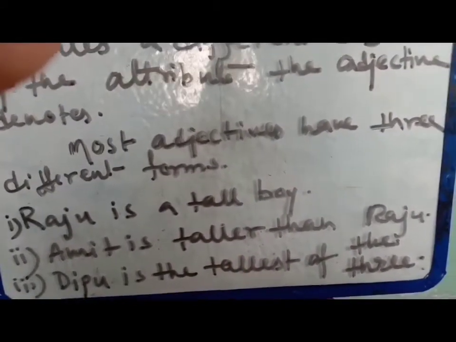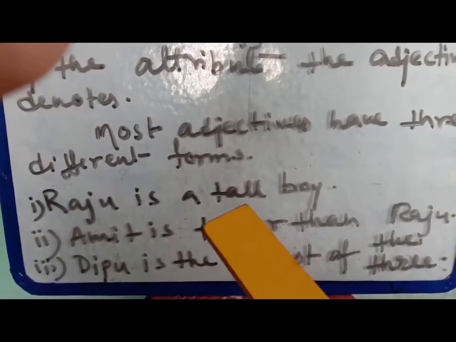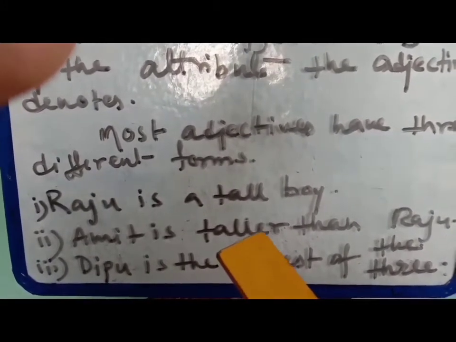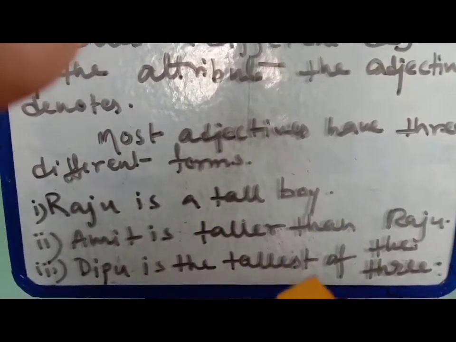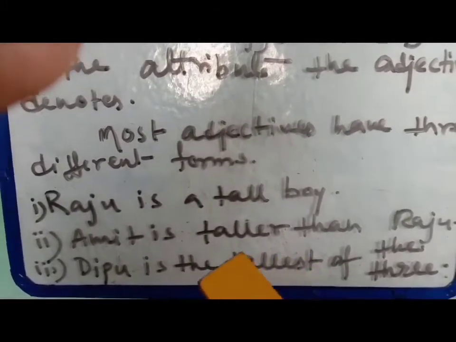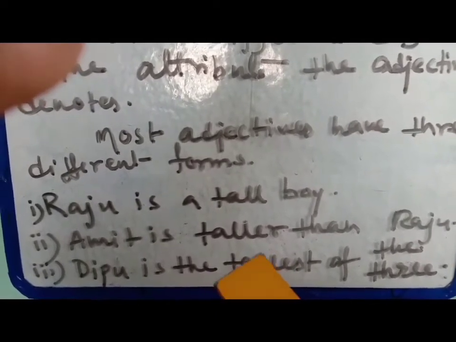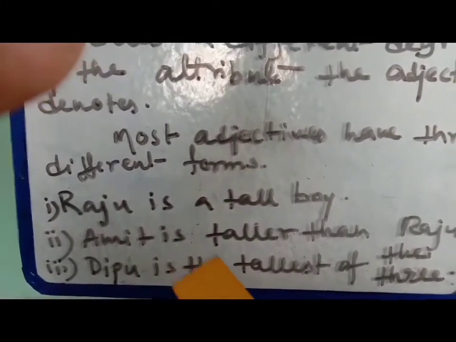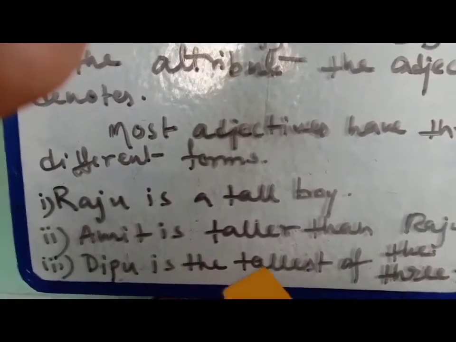Now the third one is, Deepu is the tallest of the three. You see, tall is the positive degree, taller is the comparative form of the adjective, and tallest is the superlative form of the adjective. And obviously this word the: if you find the word the, it should be the superlative degree.